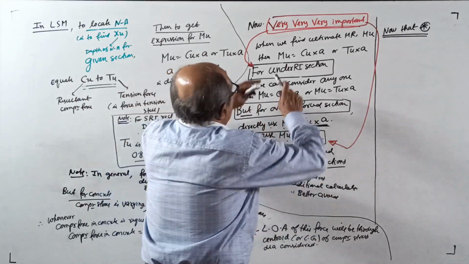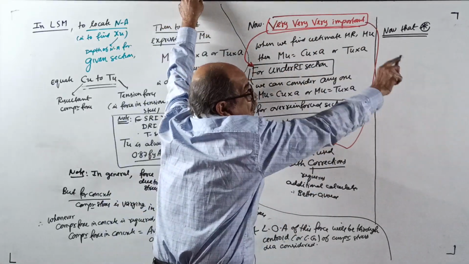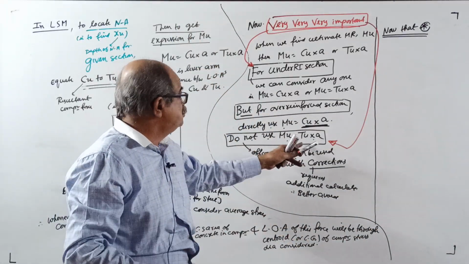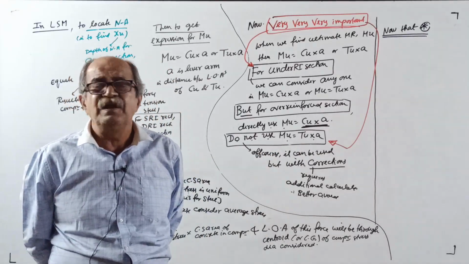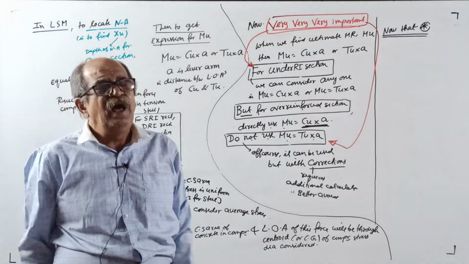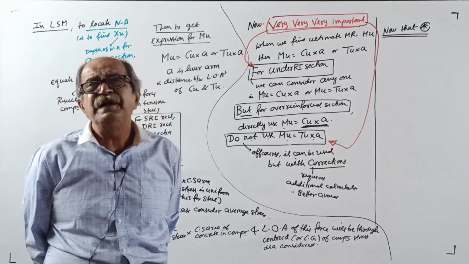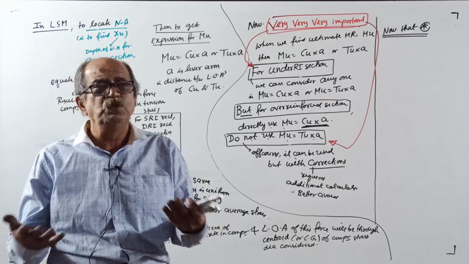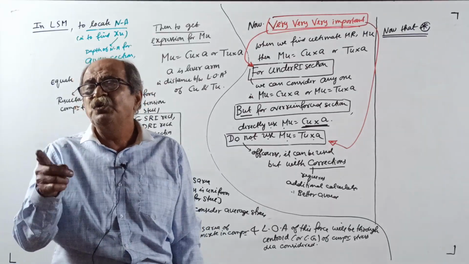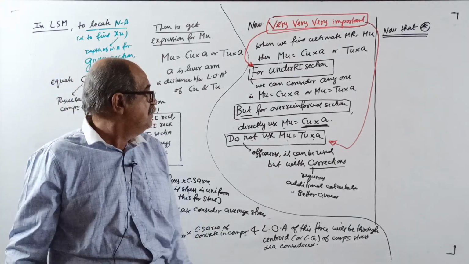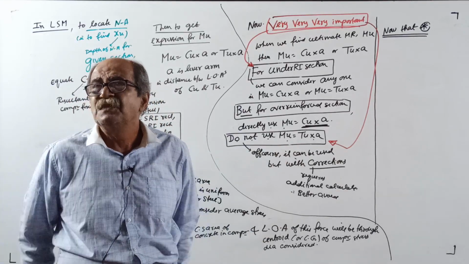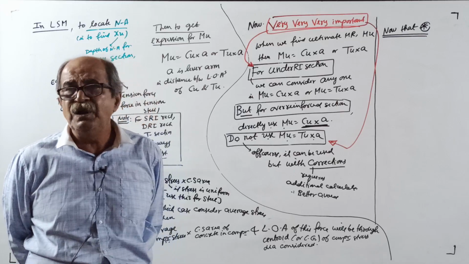Therefore, I will tell once again here, you write a big block here. Under reinforced, write a big block. Under reinforced section, that is XU less than XU max, you can find ultimate MR either by CU into A or by TU into A. Any one of them will do. No problem. But over reinforced section, do not use TU into A because it will give wrong answer. Of course, it can be used, but with the corrections or some modifications required.